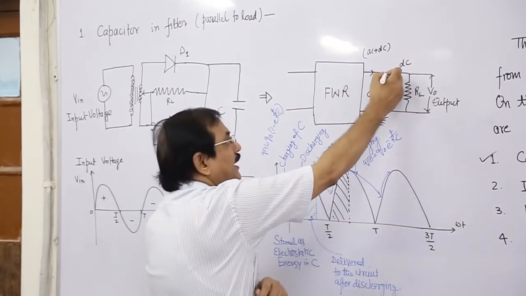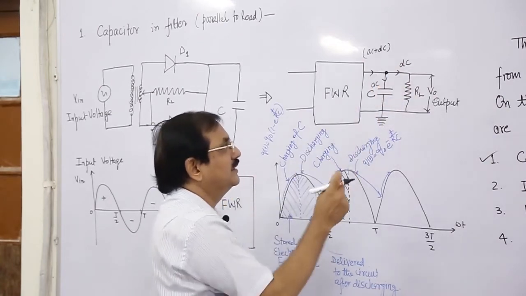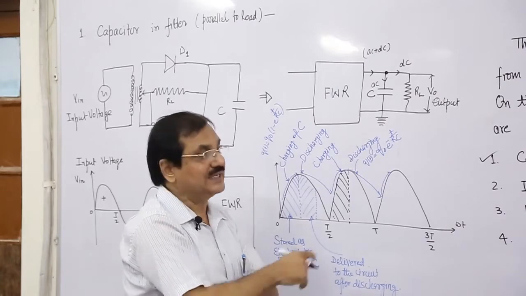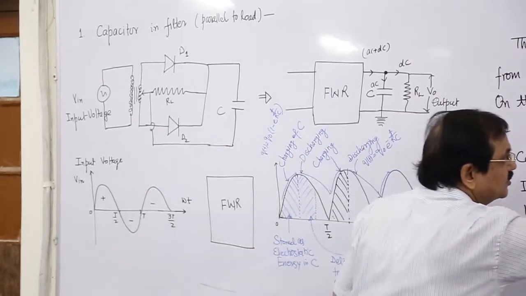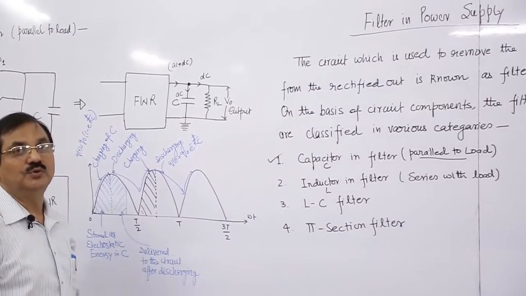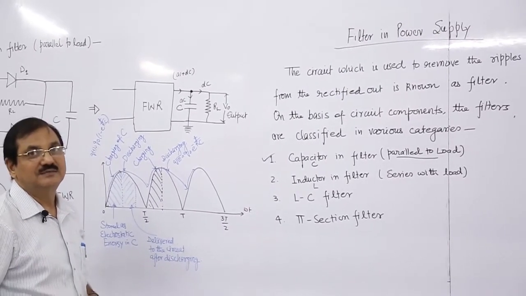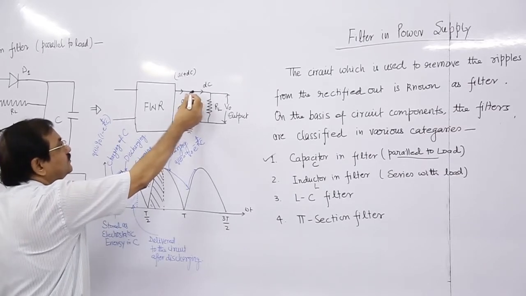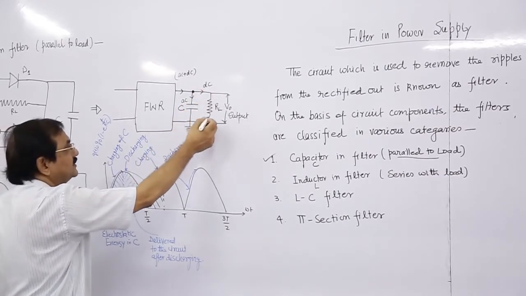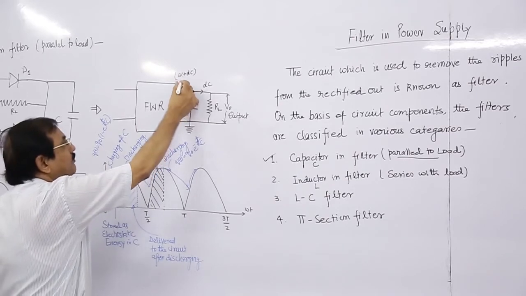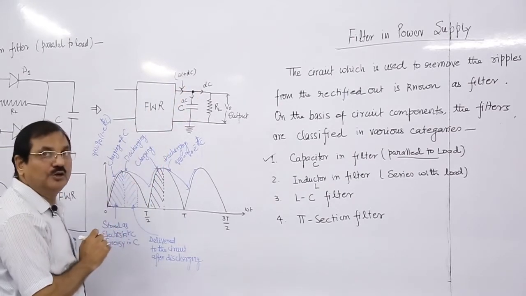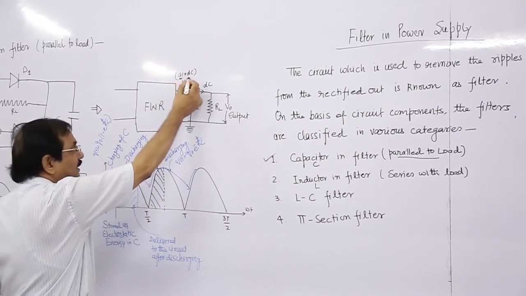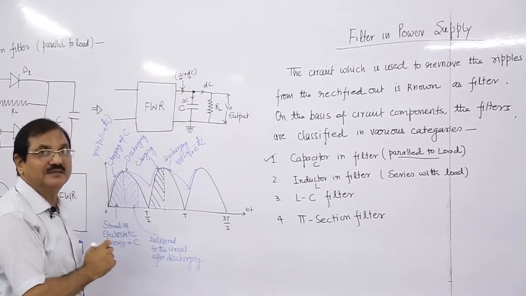At this point, the capacitor is parallel to the load, and that is why it is known as a capacitor filter in parallel to the load. From this circuit, the rectified output has an AC component as well as a DC component.